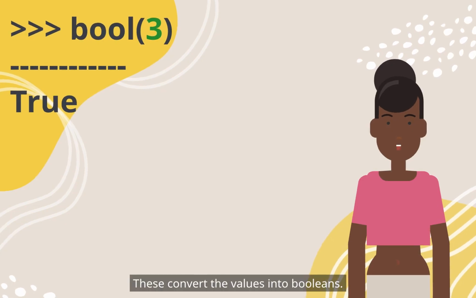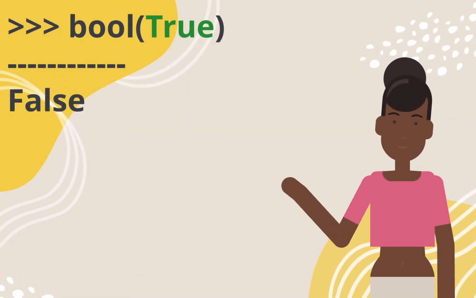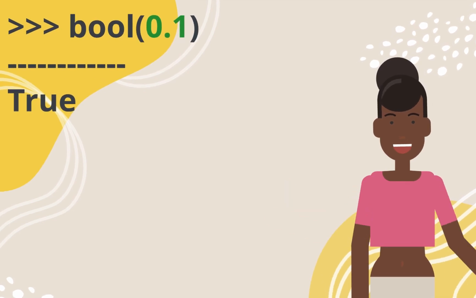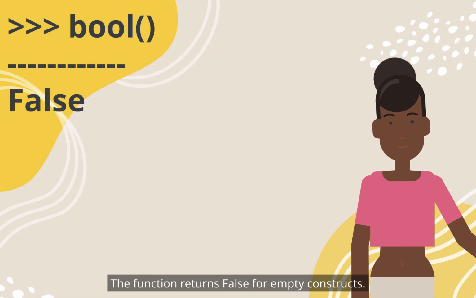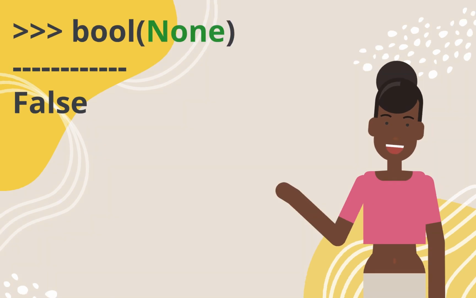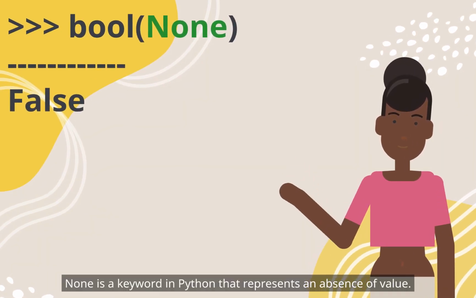These convert the values into booleans. The function returns false for empty constructs. None is a keyword in Python that represents an absence of value.